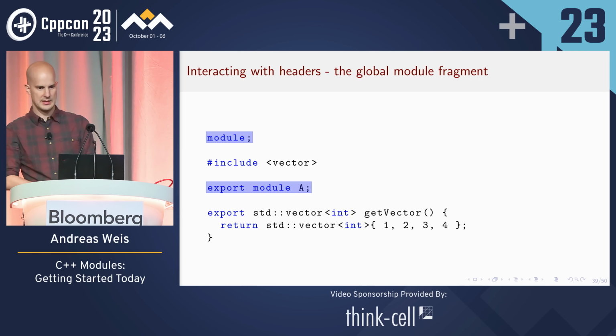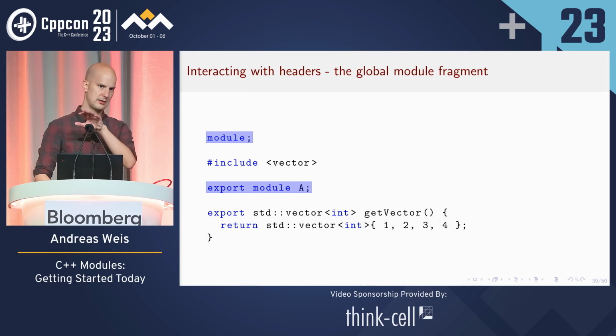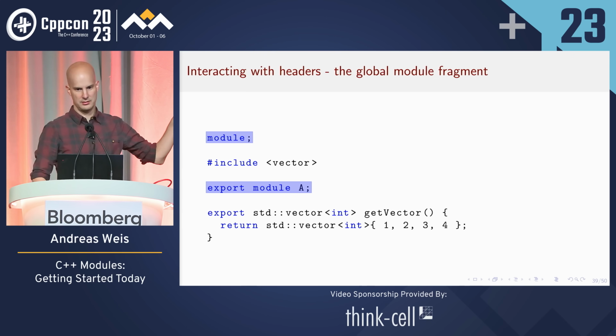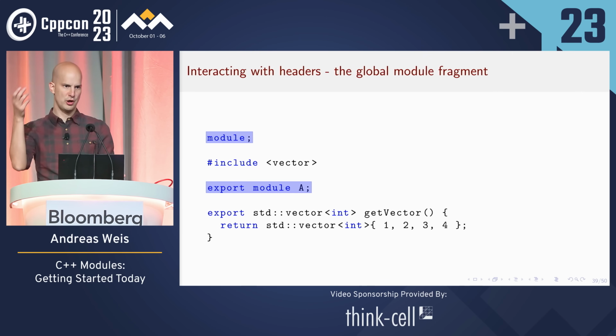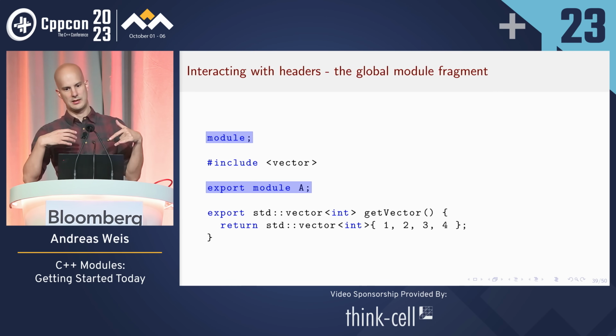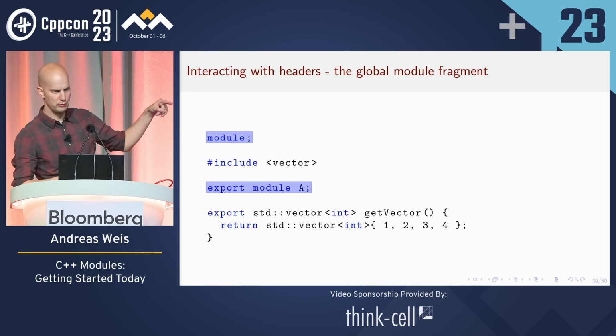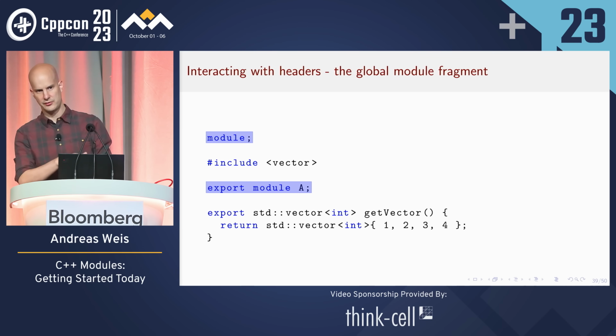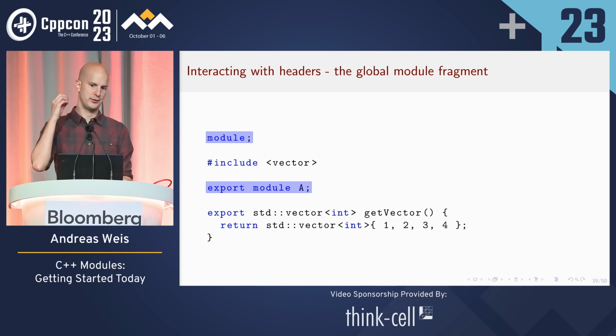So you will notice that our export module declaration, which we had at the top before, is now actually in the middle, and at the top we just say module semicolon, right? And if you write it like this, then everything that is between the two blue lines, that is the global module fragment, and that is the section of your code where you can actually include headers.